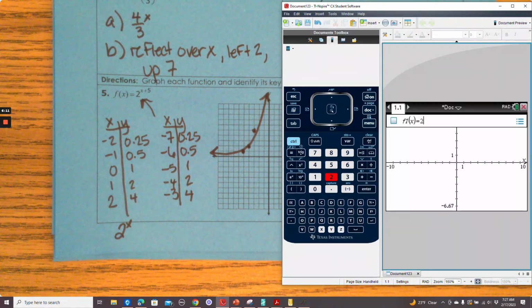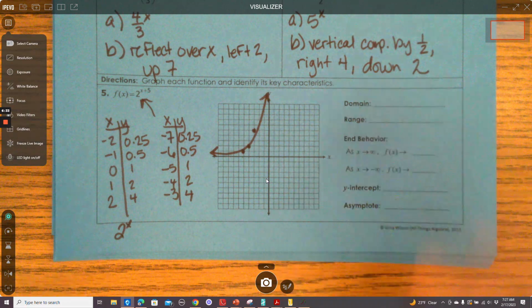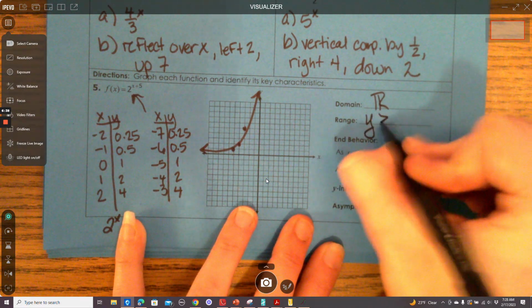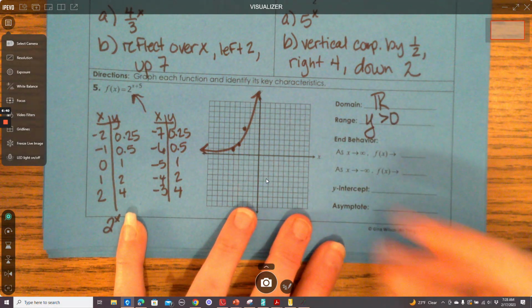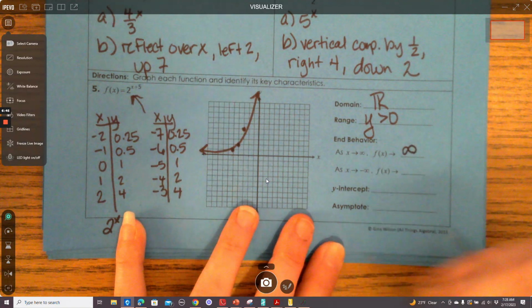So if we've got 2 to the x, that's our parent function here, or our starting function. And then if we do 2 to the x plus 5. The blue is my original, and you can see here we've taken the whole function and shifted it left. What that does to it, the domain stays the same. It's still all real numbers. The range, y is still greater than 0. The end behavior does not change. As x approaches infinity, y approaches infinity.